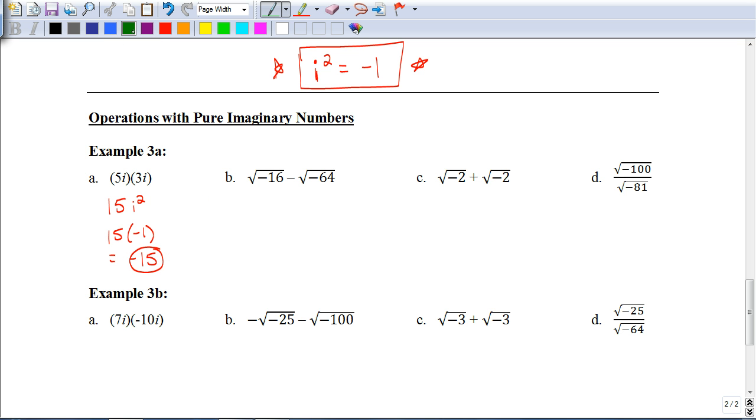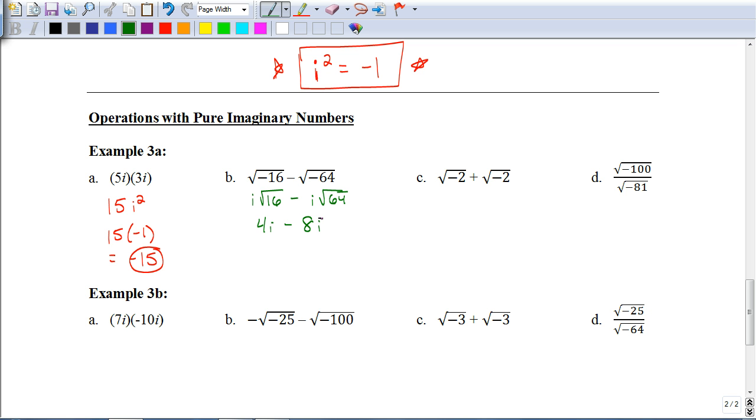Let's look at the next one. Anytime we have the square root of a negative number, I can do nothing with it until I make it positive. So the square root of -16, I make it positive by taking out an i. So this is i square root of 16 minus i square root of 64. The next thing I do is, if I have the square root of a number, I see if I can simplify it. Well, the square root of 16 is 4, so this would be 4i. And the square root of 64 also simplifies to 8, so it would be 8i.